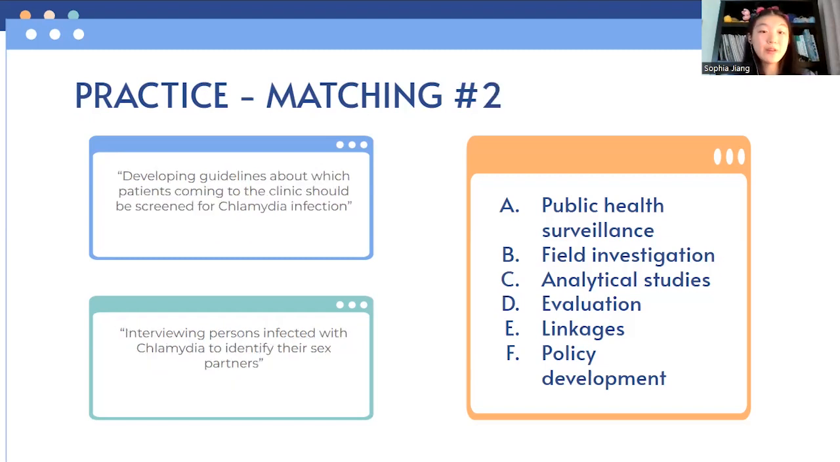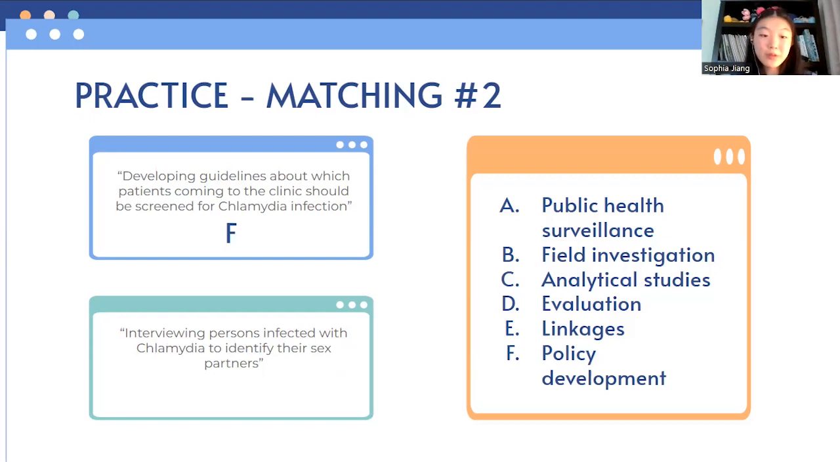Next, we have developing guidelines about which patients coming to the clinic should be screened for chlamydia infection. So keyword here, developing, would be F, policy development, because of course we're developing a new policy. So maybe to help surveillance, maybe to help reduce the number of cases, so on and so forth.